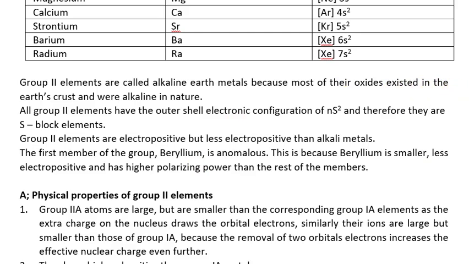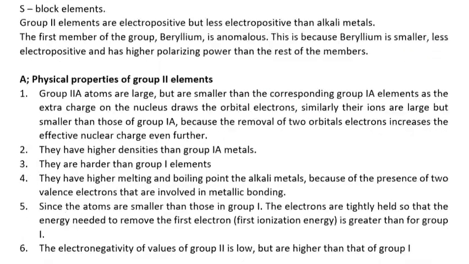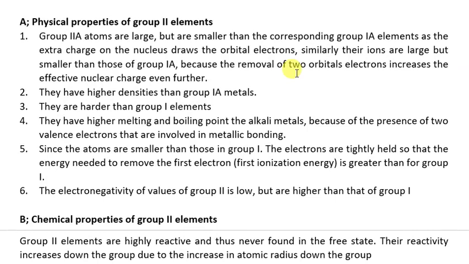Now let's move to the physical properties of group 2 elements. Group 2 atoms are large but are smaller than the corresponding group 1A elements. So group 2A atoms zenyewe ni kubwa lakini ni ndogo kikompare na atoms za group 1A elements. The extra charge in the nucleus draws the orbital electrons.